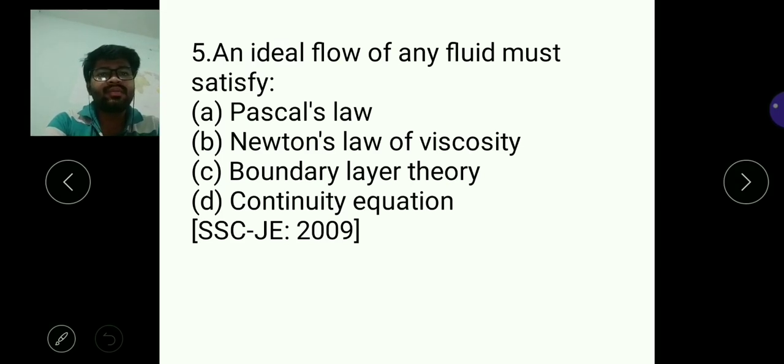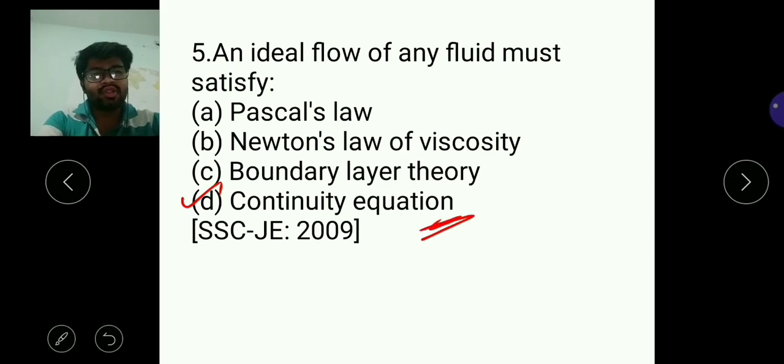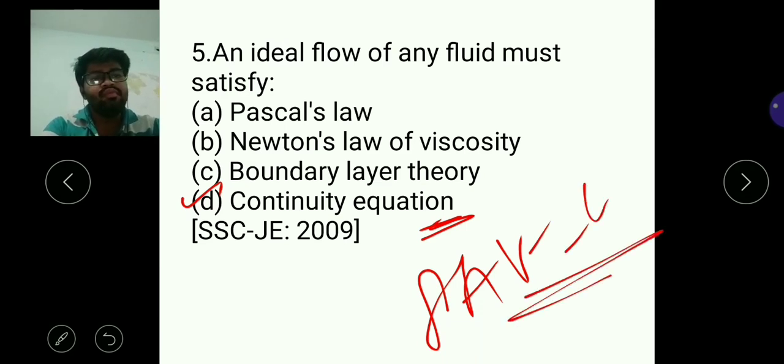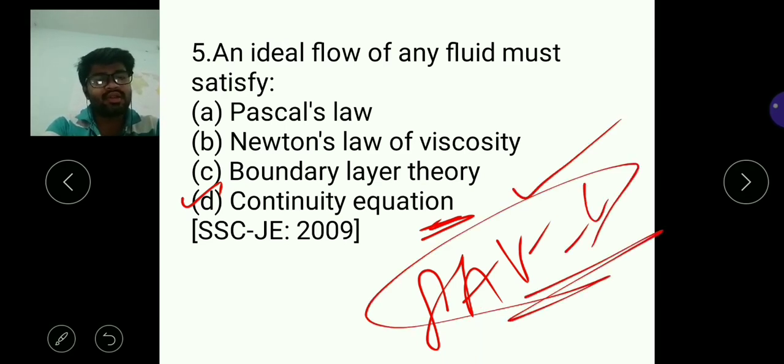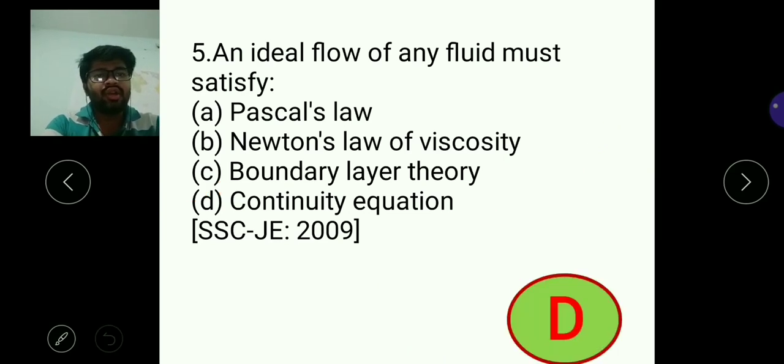Then moving next, the fifth question: an ideal flow of any fluid must satisfy which law or which equation? For ideal flow condition, the continuity equation of the fluid must be satisfied. The continuity equation is rho A V equal to constant. This equation must be satisfied, whether compressible or incompressible. So here D will be the correct one.